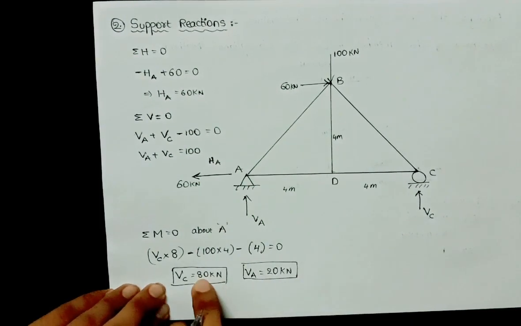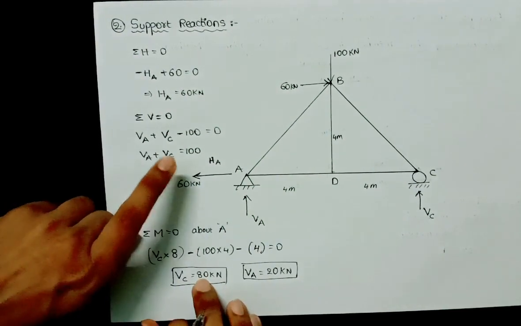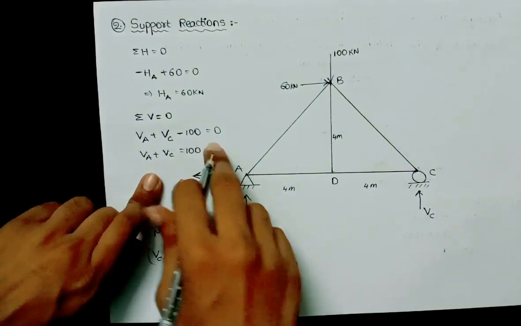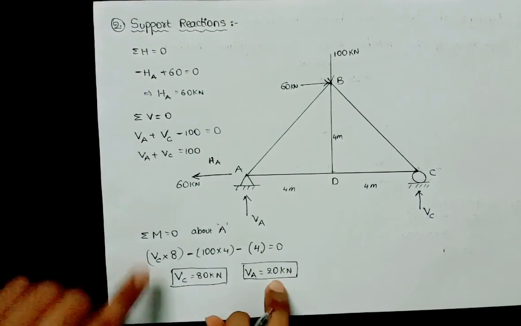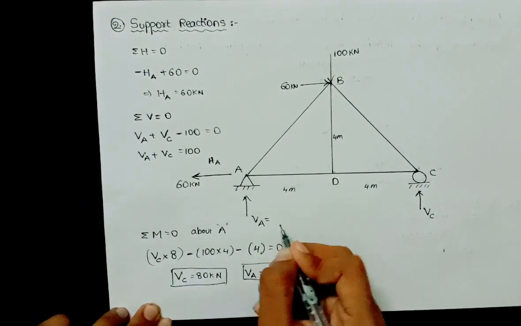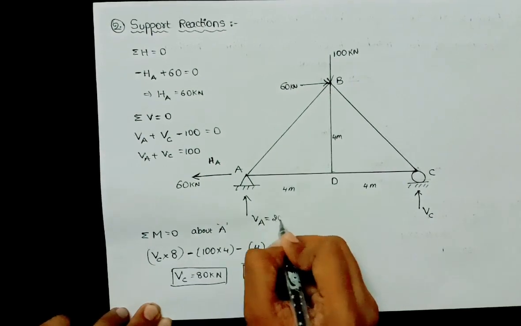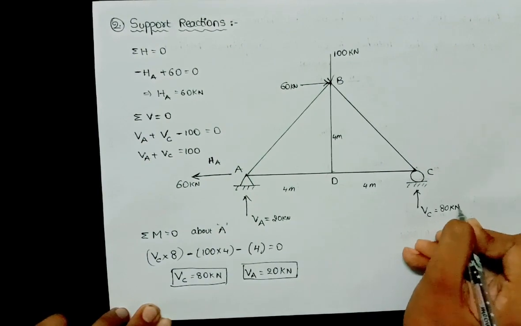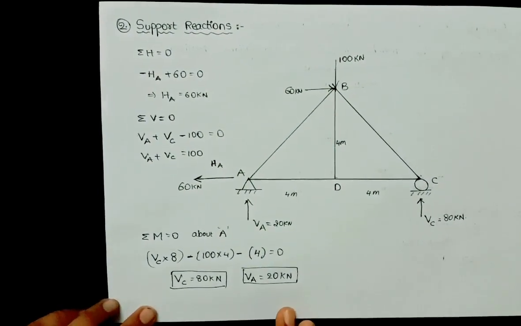So I am placing this 80 kilonewton here. So 100 minus Vc, 100 minus 80, is 20. In this way I have calculated all the support reactions: Va equal to 20 kilonewton, Vc equal to 80 kilonewton. So in the second step we have calculated the support reactions.